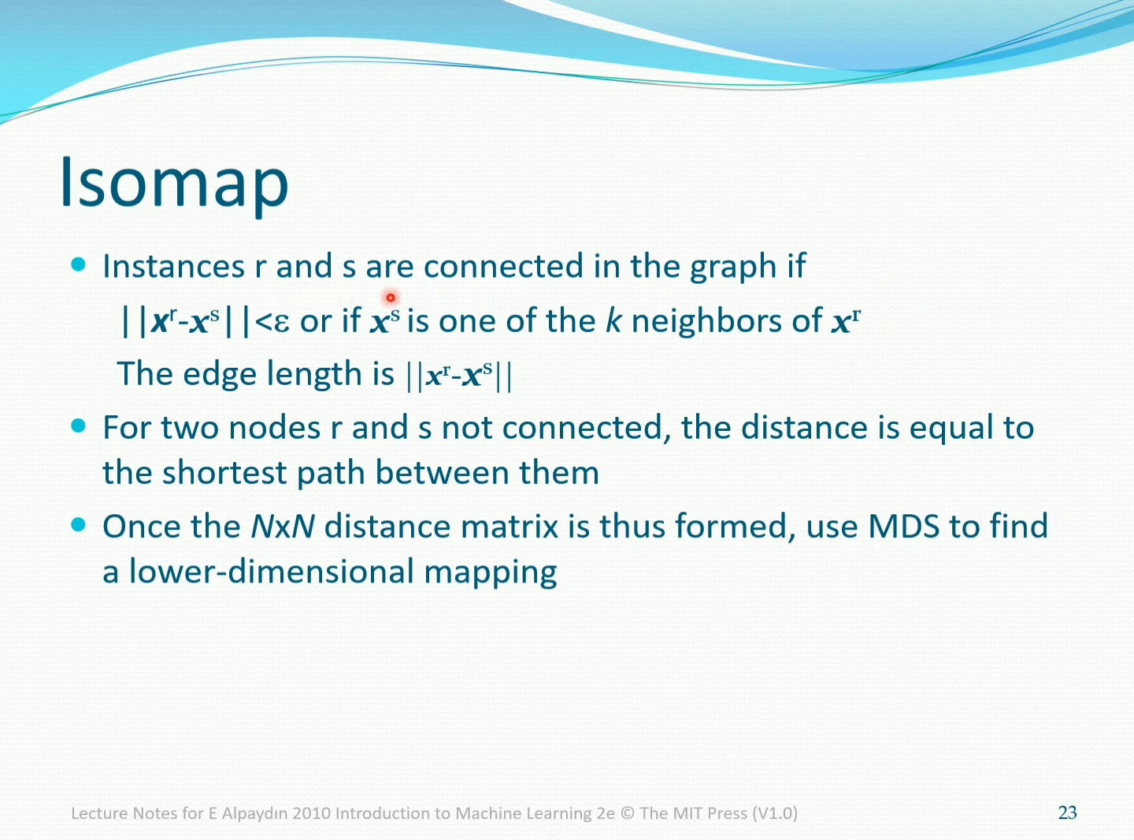Instances r and s are connected in the graph if |x^r - x^s| is less than epsilon, or if x^s is one of the k neighbors of x^r. The edge length is this one. For two nodes r and s that are not connected, the distance is equal to the shortest path between them. Once the N×N distance matrix is thus formed, use MDS to find the lower dimensional mapping.